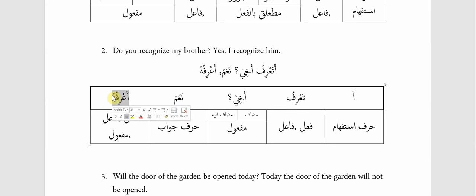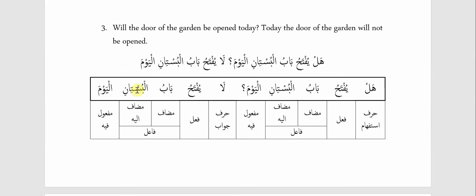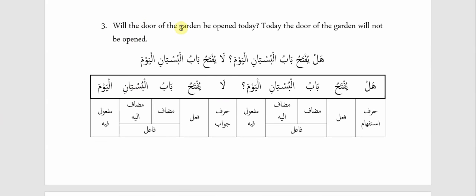This is actually a full sentence, a complete verbal sentence. أعرفه. I recognize him. Next, will the door of the garden be open today?